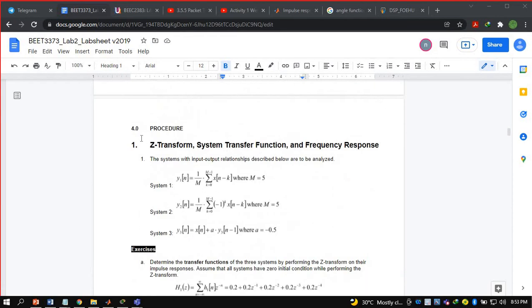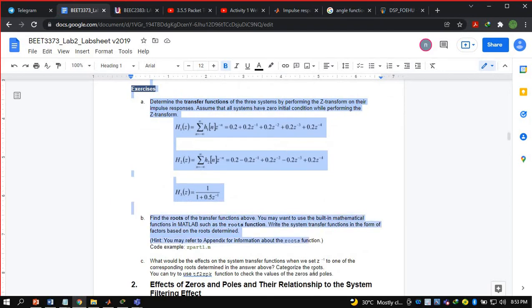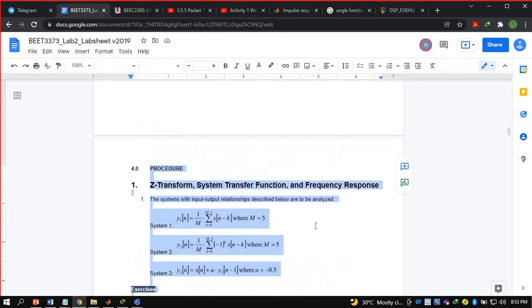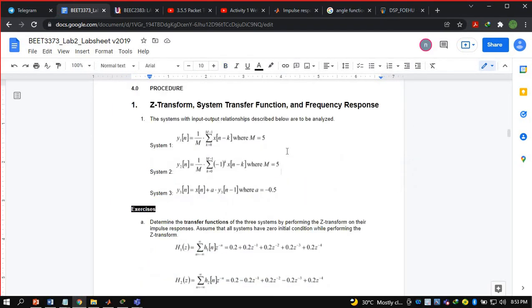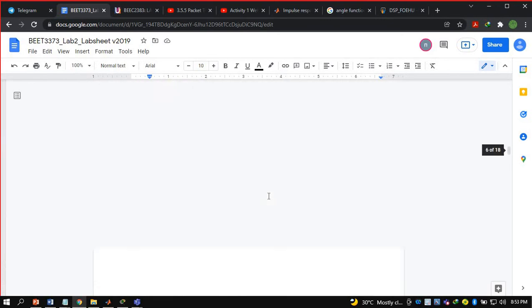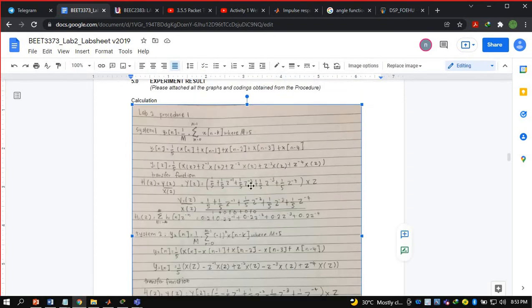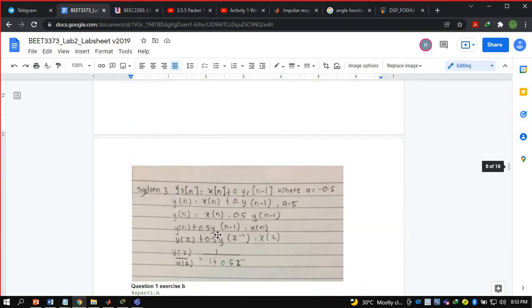Okay, for question 1, this is the procedure for exercise C. First we need to calculate and convert to transfer function. So this is the calculation for system 1, system 2 and system 3.